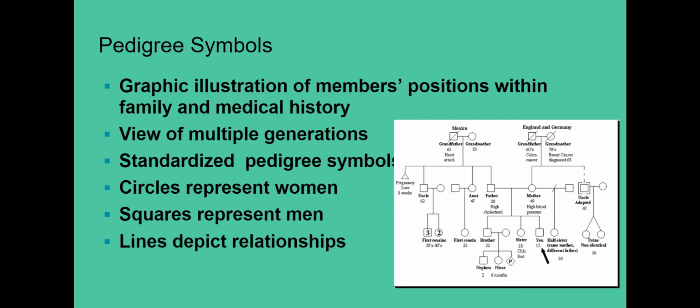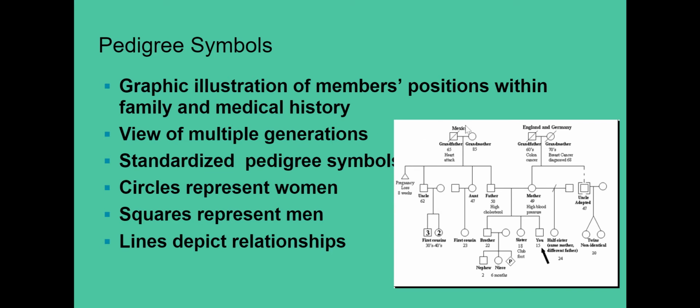So a good pedigree is a graphic illustration of the members' positions within the family and the family medical history. It's important to note where the lines are. It's important to note what the shapes are. They give you a lot of good information about multiple generations. The reason behind the standardized pedigree symbols is that it eliminates confusion. Anyone can look at this pedigree who understands how pedigrees are created and understand this person's familial risk.